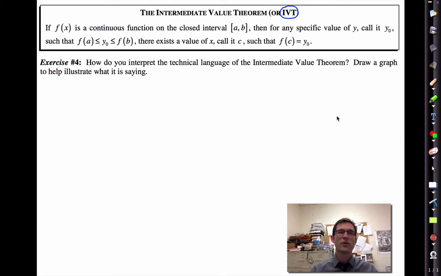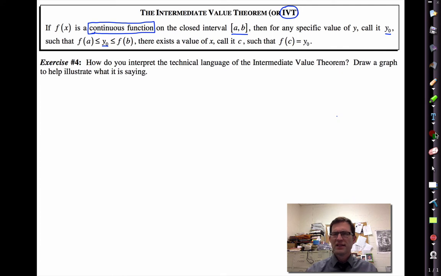All right, let's go through it word by word. If f of x is a continuous function on the closed interval a to b, then for any specific y value, call it y sub 0, such that y sub 0 is greater than or equal to f of a and less than or equal to f of b, there exists a value of x, call it c, such that f of c is equal to y sub 0.